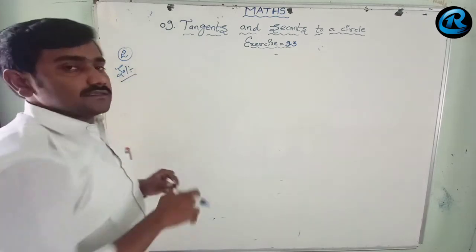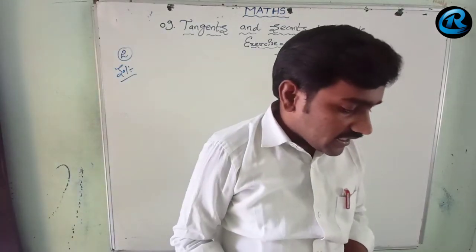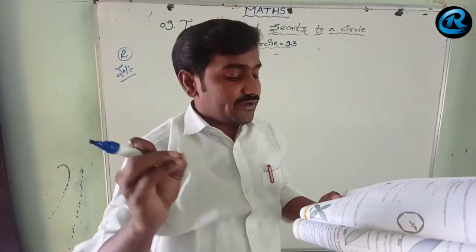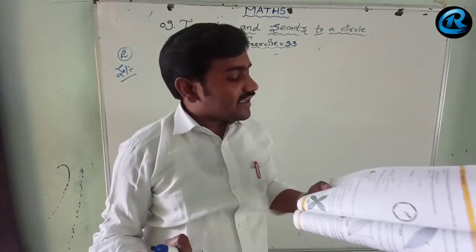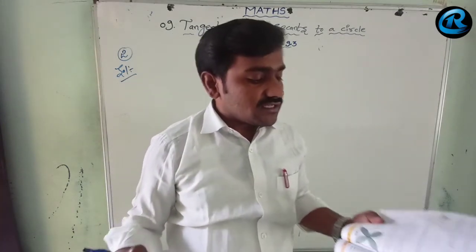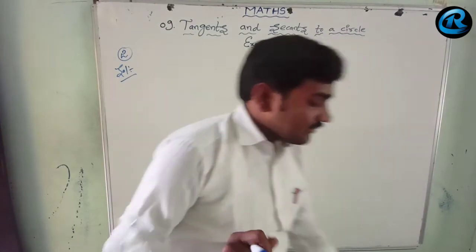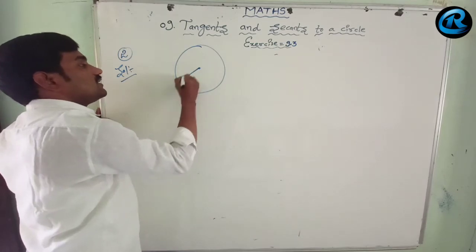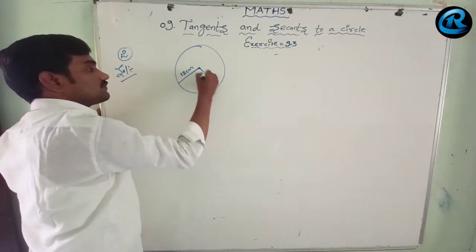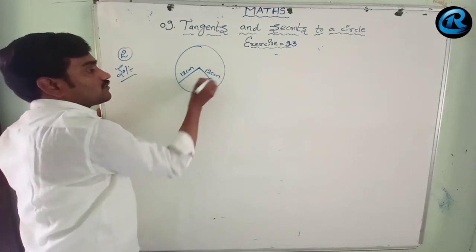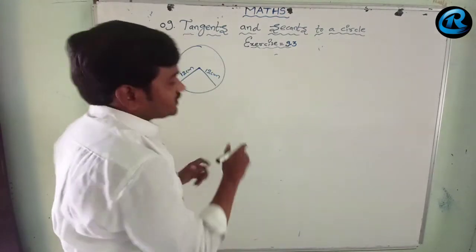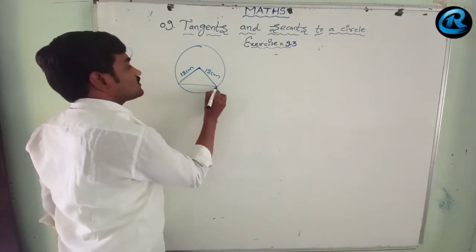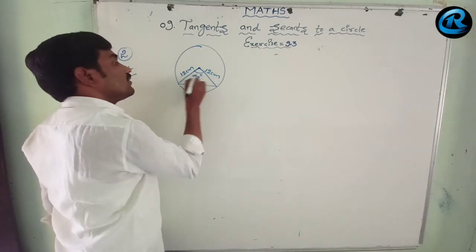Let us go for that. In the circle of radius 12 cm, a chord subtends an angle of 120 degrees at the center. Find the area of the corresponding minor segment of the circle. Okay, so here is the same kind of question. In a circle, the radius is 12 centimeters, and the chord subtends 120 degrees at the center.